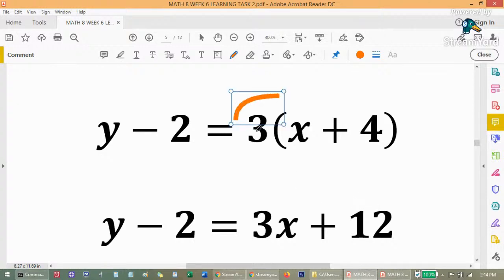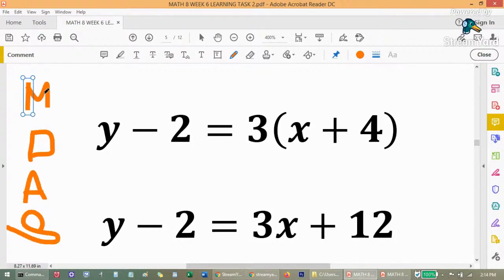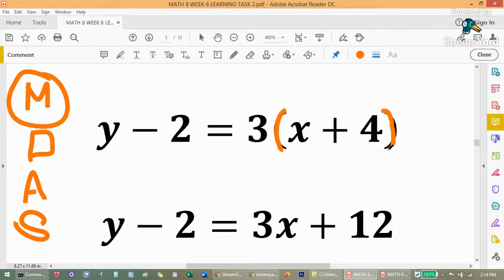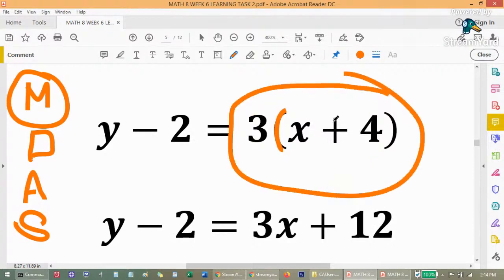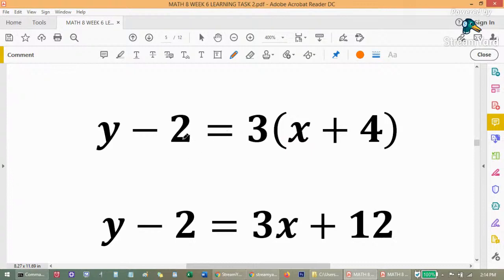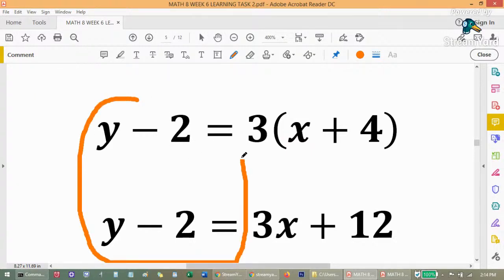And then, since meron tayong parenthesis dito, yung m is for multiplication. So, ito yung parenthesis. Ibig sabihin yan is 3 times yung lahat na nasa loob. So, unahin muna natin to gawin. Okay? So, kokopyahin lang natin to. Pareho lang yan. Kokopyahin lang natin yan.